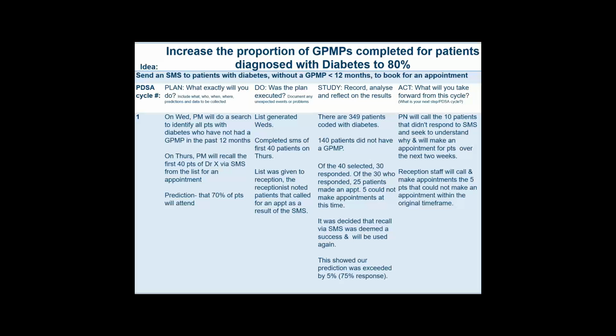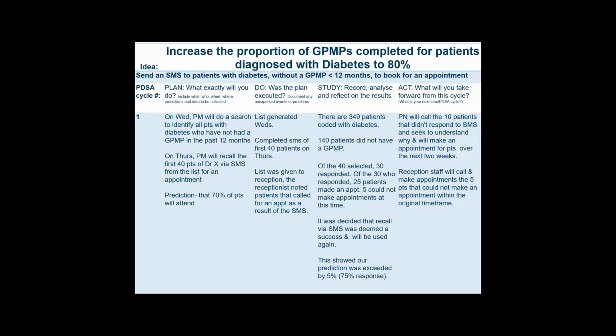So was the plan executed? Yes. On Wednesday, the practice manager printed off the list of diabetics who hadn't had a GPMP completed in the last 12 months. The practice manager sent the SMS to the first 40 patients on that list, and the list was given to reception, and the receptionist noted patients that called for an appointment as a result of the SMS.